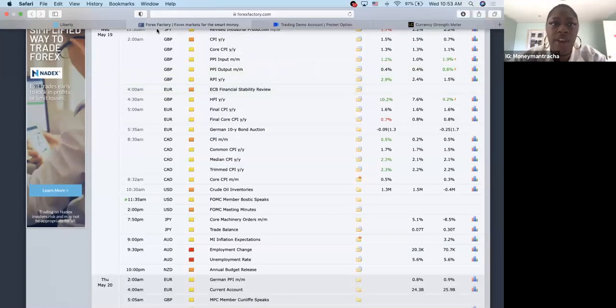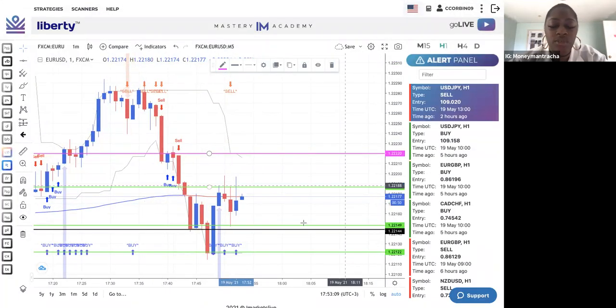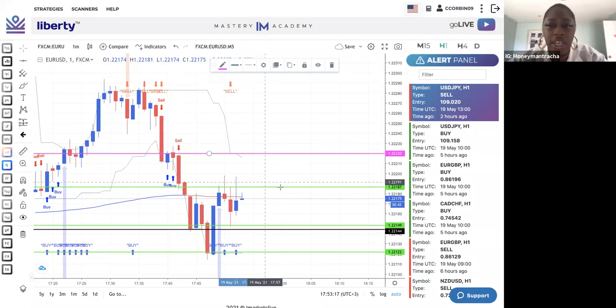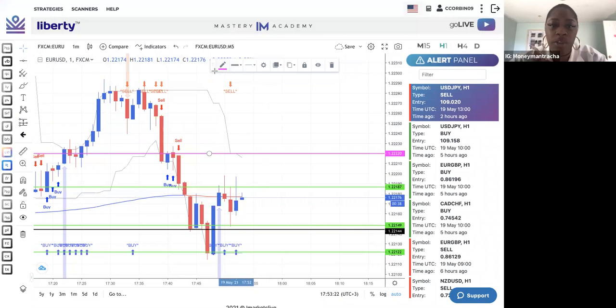So for the 195, whenever you're using Pickpocket or the Liberty scanner, whatever entry point you get over here, you just want to add about 5 points. So I just added about 5 points to 187, right? You can use 193, 194, 195. I just always round to the nearest 0 or the nearest 5. Personally, I just round up. But you always want to add 5 points because Pocket Option has a lag.